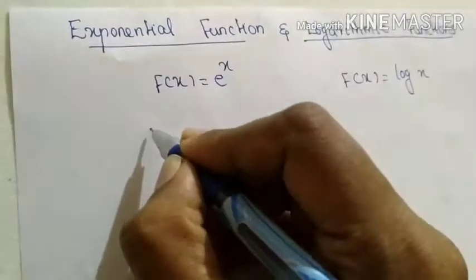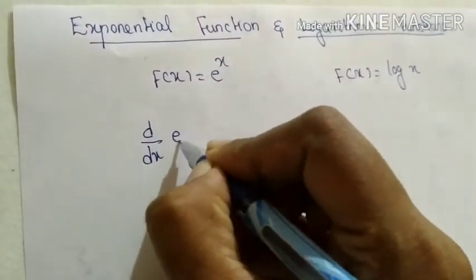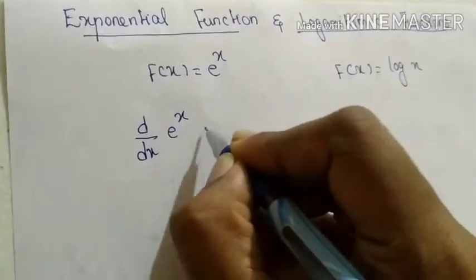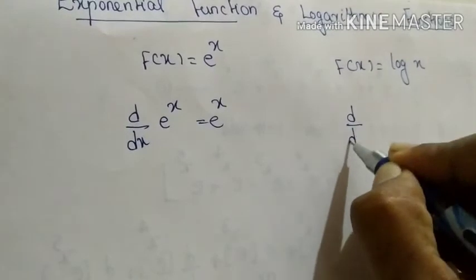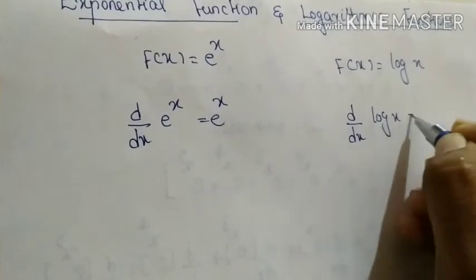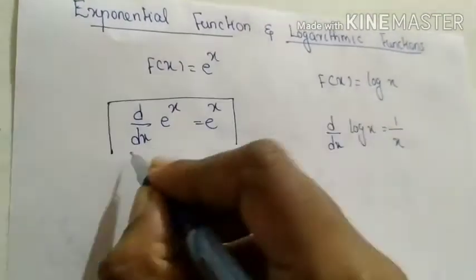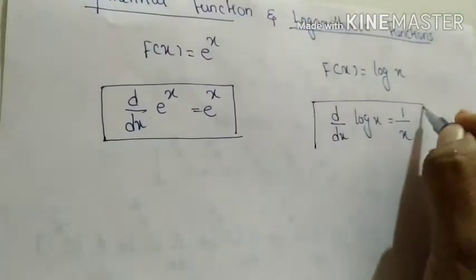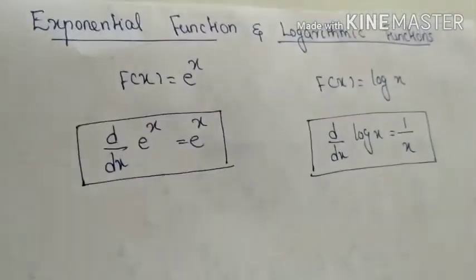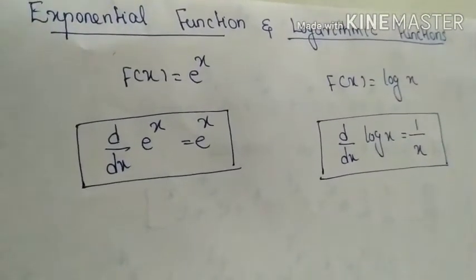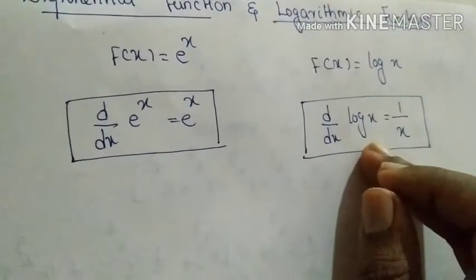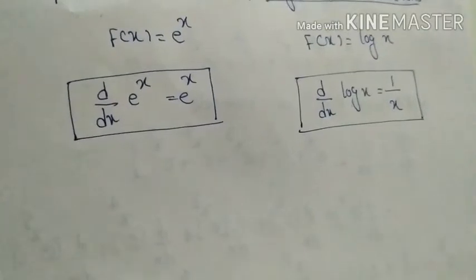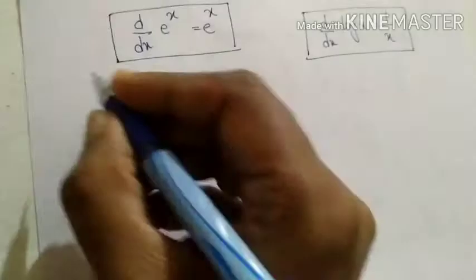The derivative of exponential function, that is e raised to x, is equal to e raised to x itself, and derivative of log x is equal to 1 by x. So these are our two new derivatives of functions. Derivative of e raised to x equals e raised to x, derivative of log x equals 1 by x. So let's do some examples.